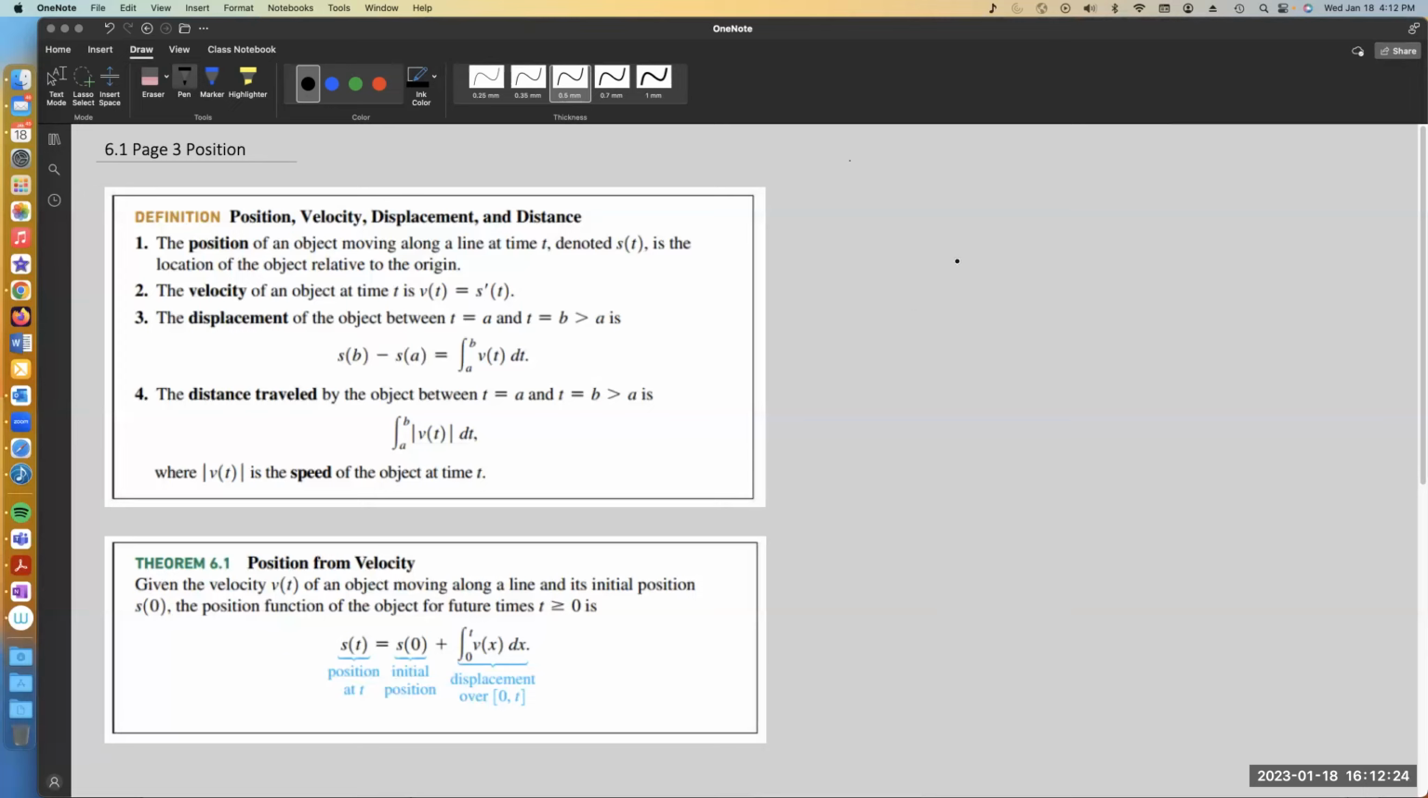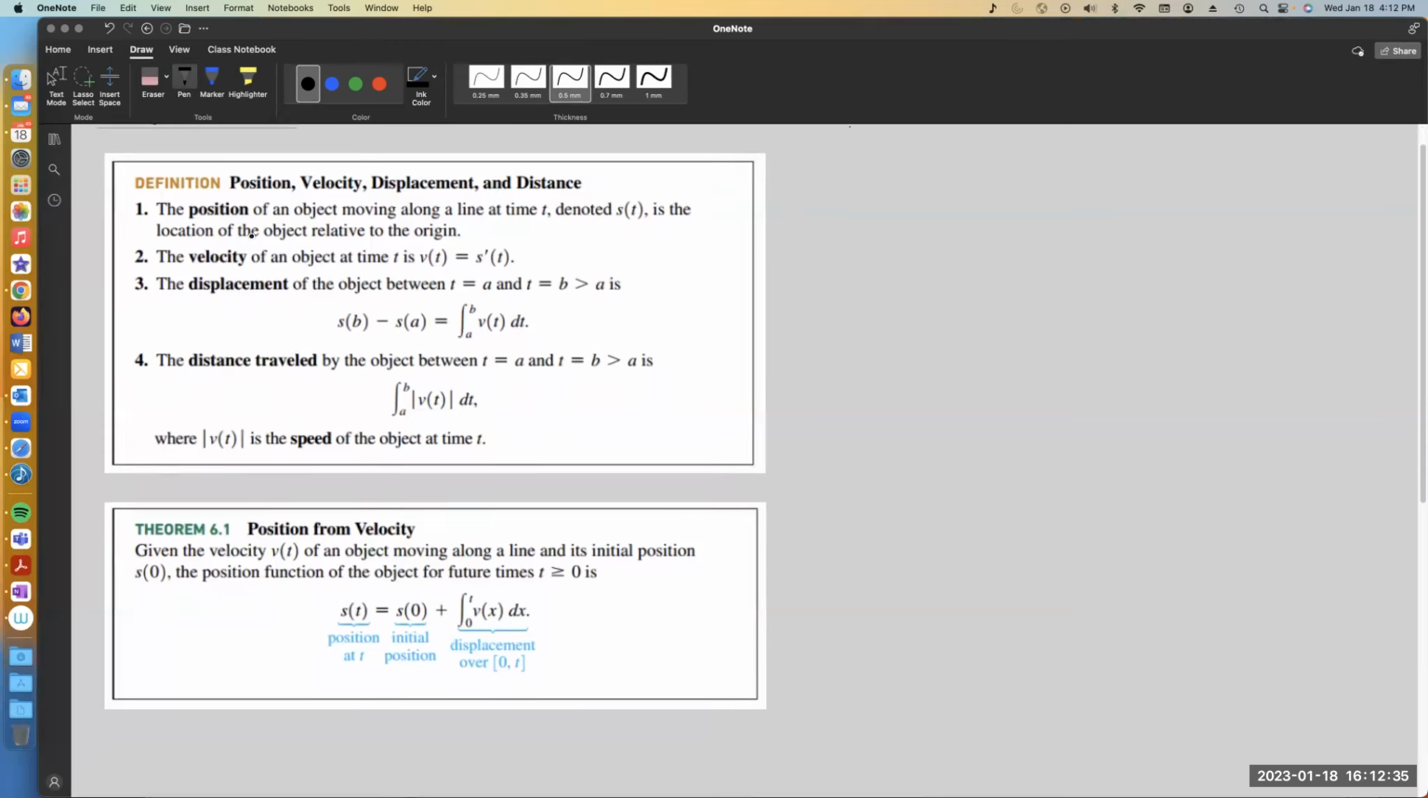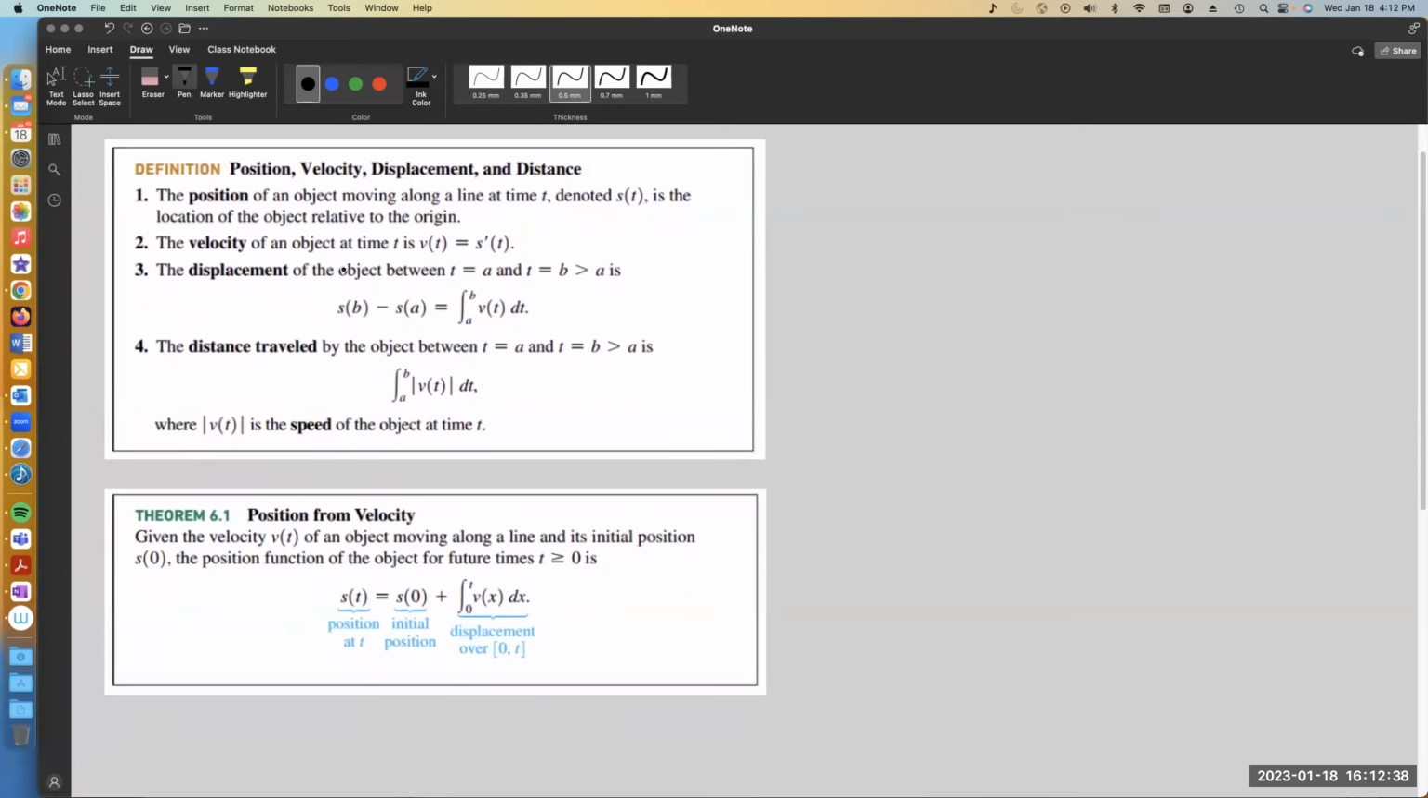All right, well, let's go ahead and continue on with our 6-1 section. So this is kind of a summary of what we were just talking about. Position is denoted by S of the t value. And again, we are moving just on a line. Velocity is the derivative of position. Displacement is the definite integral of velocity. And then distance traveled is the definite integral of speed.